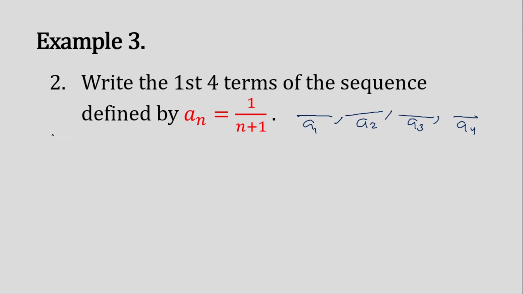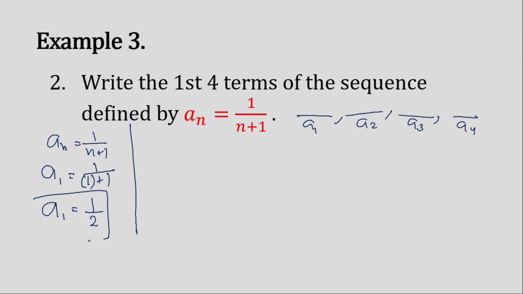Now let's solve for a sub 1. We have a sub n equals 1 over n plus 1. Now let's solve for a sub 1. A sub 1 is equal to 1 over 1 plus 1, because the value of our n is 1. So therefore, a sub 1 is equal to 1 half. That is the answer.